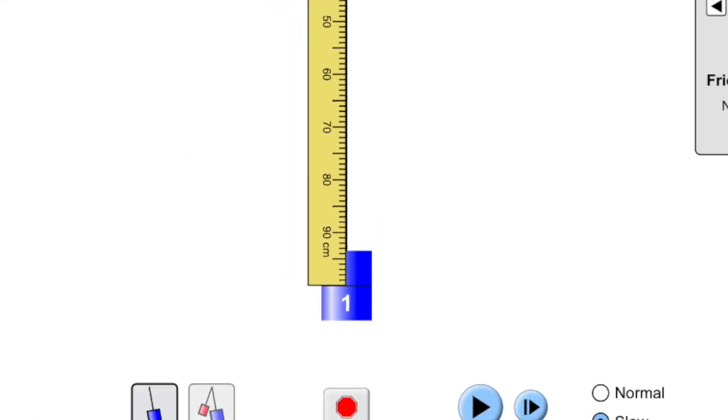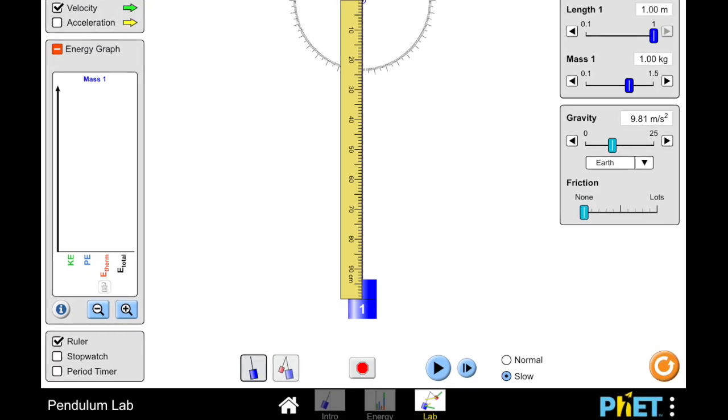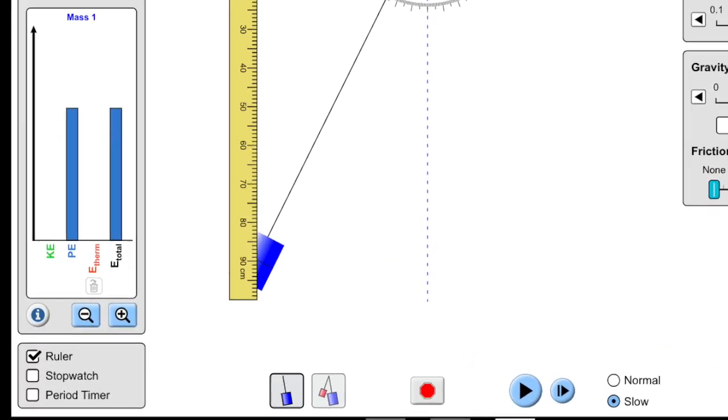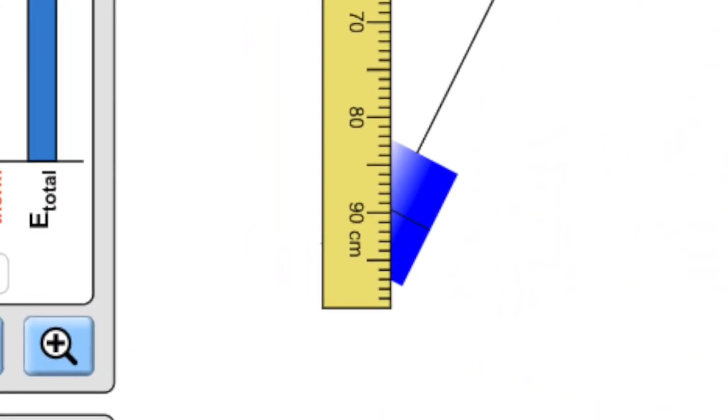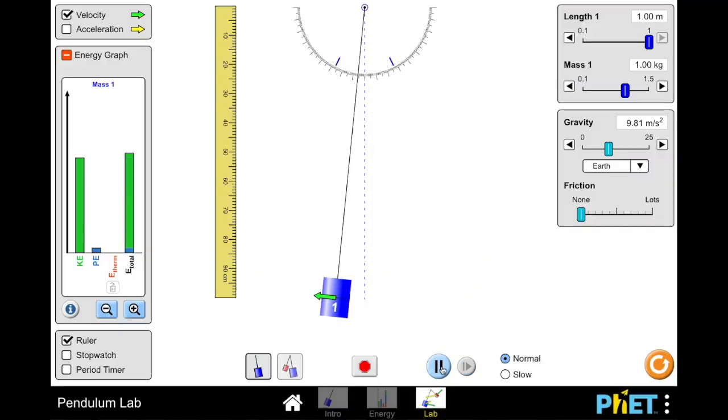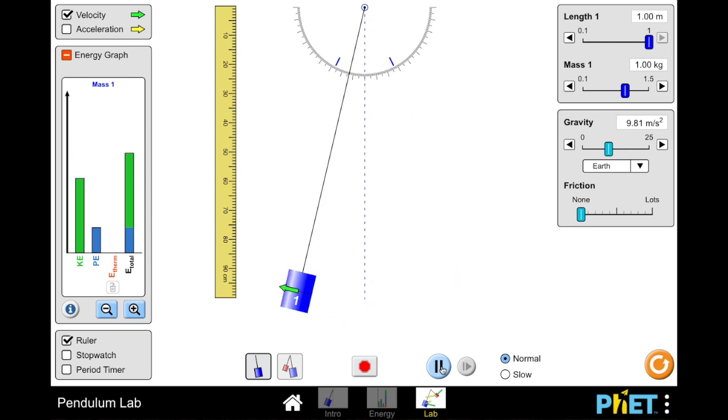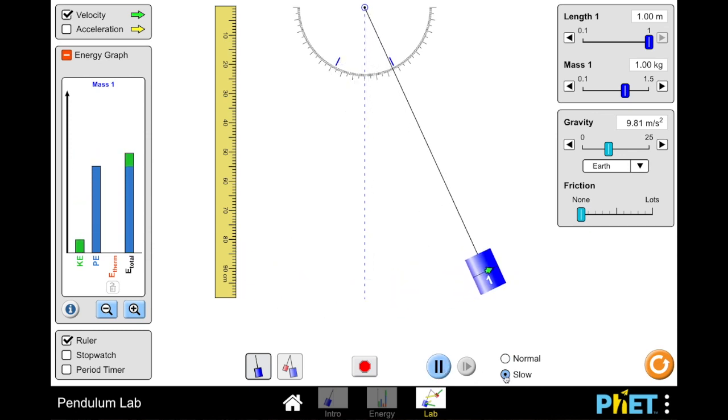Let's take a look at a PhET simulation. Notice where the center of the blue mass is before and now that it's been raised up 10 centimeters. When we let it go, it swings back and forth under Earth's gravity. You can see it picking up and losing speed. The green arrow shows you the velocity, but it's kind of hard to keep track of that speed, so we'll slow it down a bit.